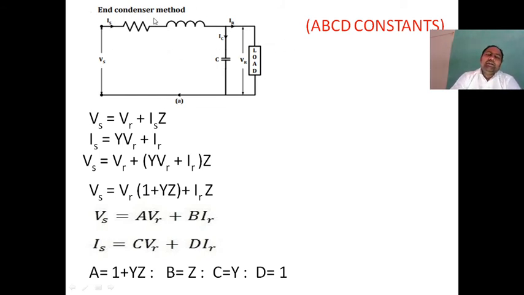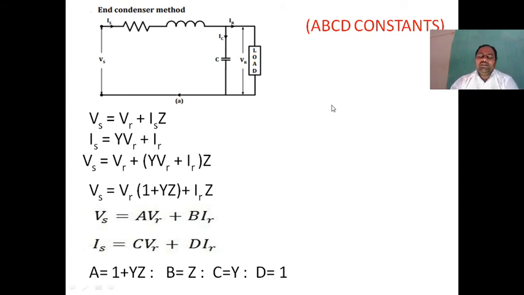The previous nominal T method, nominal pi method and short line are symmetrical circuits, where we get constant A equal to D. But here we do not get A equal to D. This is an unsymmetrical circuit. But we get AD minus BC is equal to 1. So the circuit is reciprocal. It obeys the reciprocity theorem, but the circuit is not symmetrical.